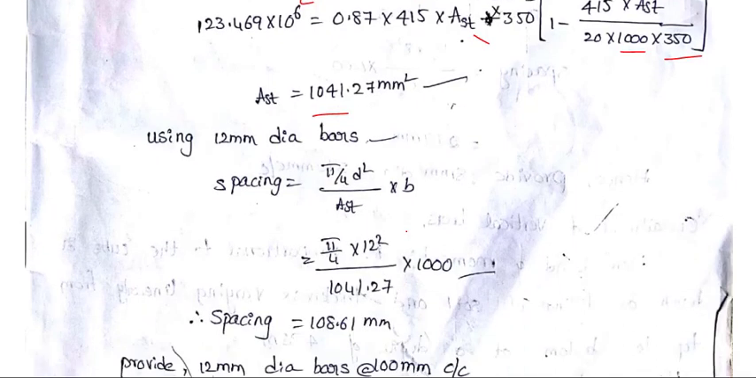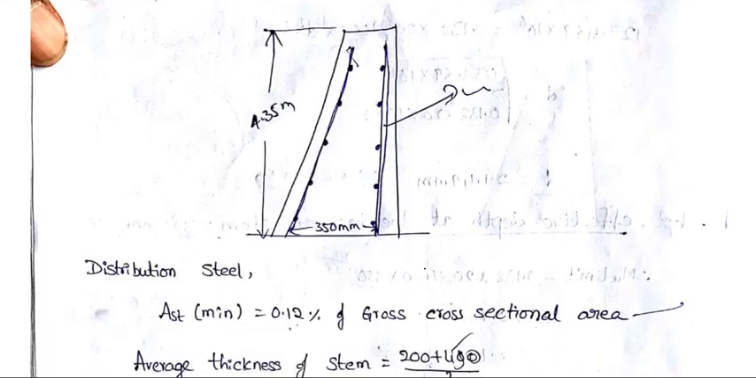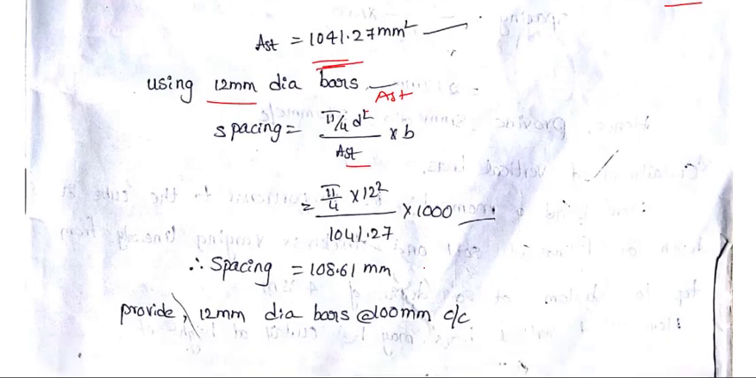Next, provide 12 mm dia bars as usual, as you have already seen in the previous problem, the rectangular retaining wall. Spacing is equal to the area of one steel bar, pi by 4 into d square, divided by Ast, into 1000. With 12 mm dia bars, pi by 4 into 12 square divided by Ast into 1000, I get spacing equal to 108.61 mm. So let's provide 12 mm dia bars at the rate of 100 mm center to center.